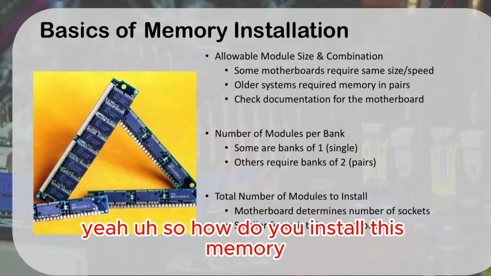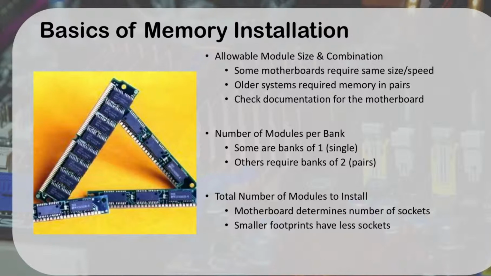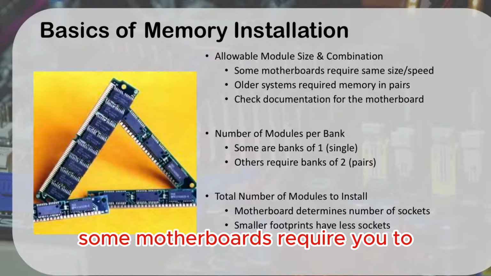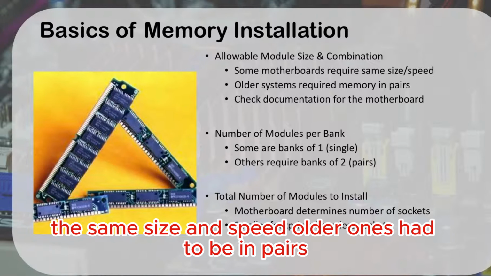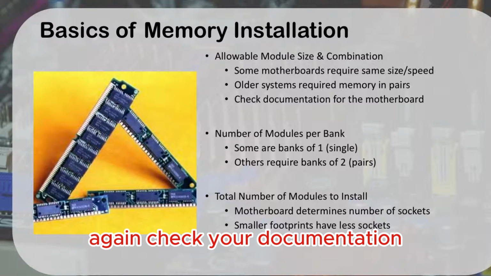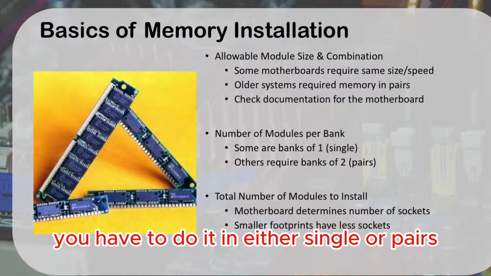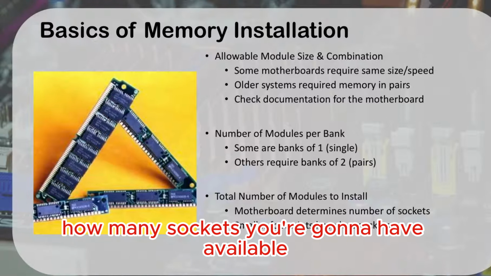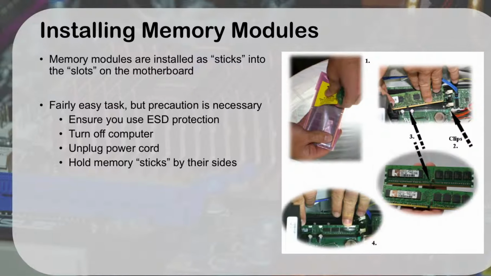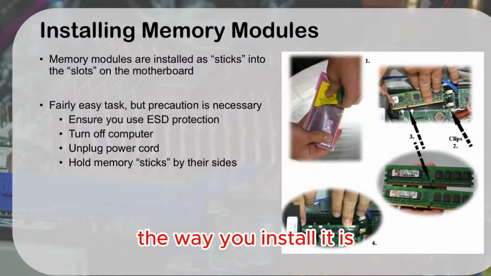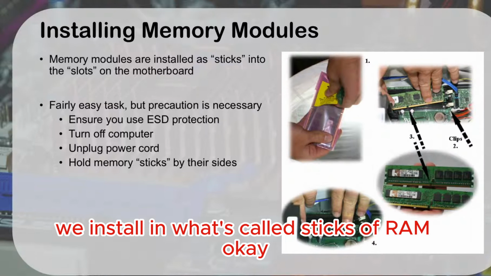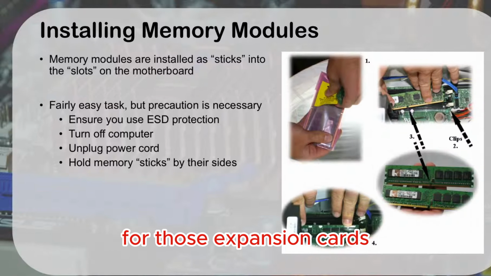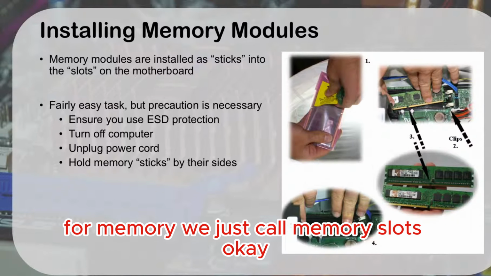So how do you install this memory? The allowable module size and combination is going to be determined by your motherboard, like we said. Some motherboards require you have the same size and speed. Older ones had to be in pairs. Again, check your documentation. We talked about you have to do it in either single or pairs depending on your motherboard. And your motherboard is going to determine how many sockets you're going to have available. The way you install it is we install it in what's called sticks of RAM into the slots on the motherboard. Remember we talked about expansion slots for those expansion cards. For memory, we just call them memory slots, okay?